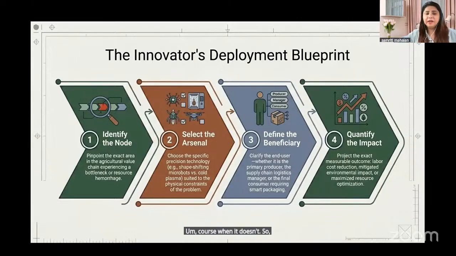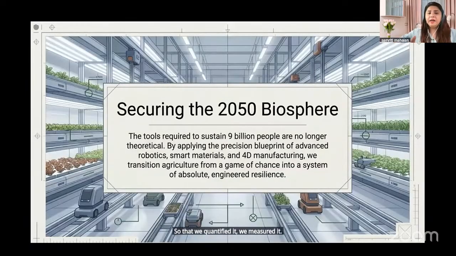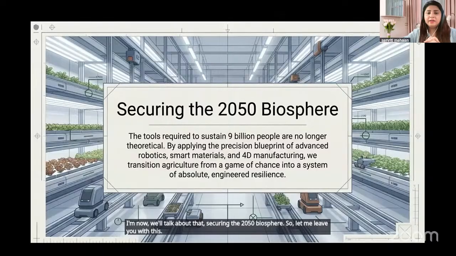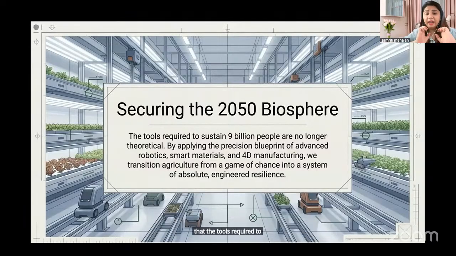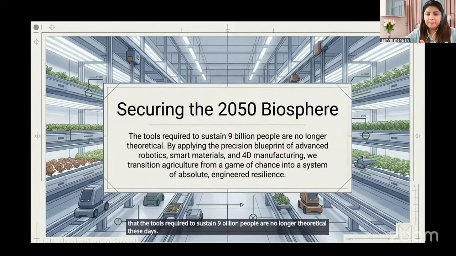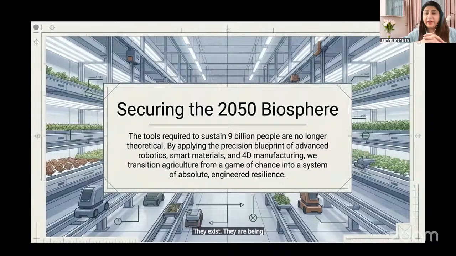So this is a practical tool, and I encourage you to apply it to a real challenge in your organization before you leave this session. So that we quantified it, we measured it. And now we talk about securing the 2050 biosphere. So let me leave you with this: the tools required to sustain 9 billion people are no longer theoretical these days. They exist. They are being refined, right? They are being deployed.